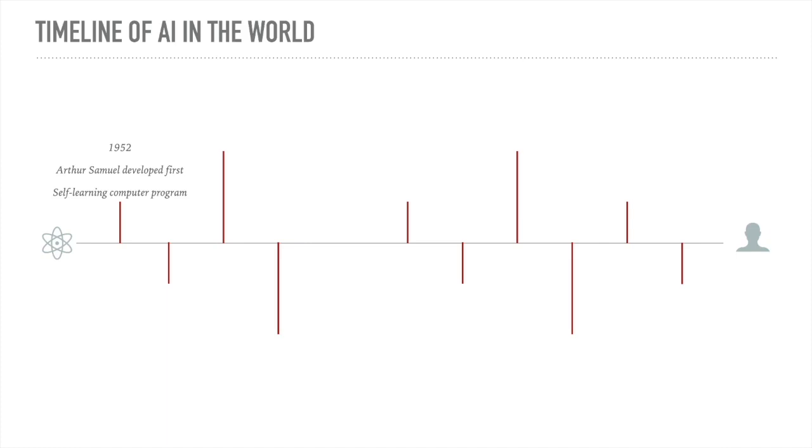So, in the year 1952, it was Arthur Samuel who actually developed the first self learning computer program. Now, even though this computer could not do a lot of functionalities, in the year 1952, it was a really big deal, and the roots of artificial intelligence were starting to grow.